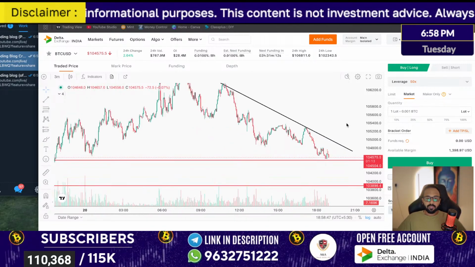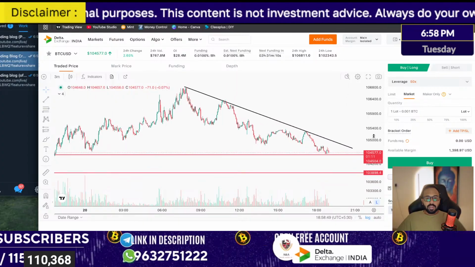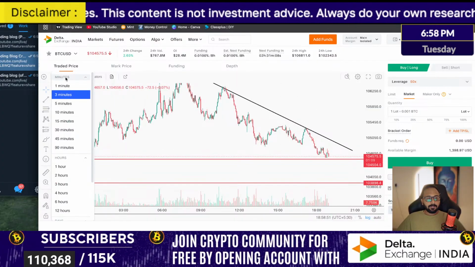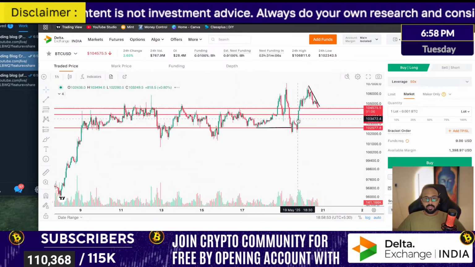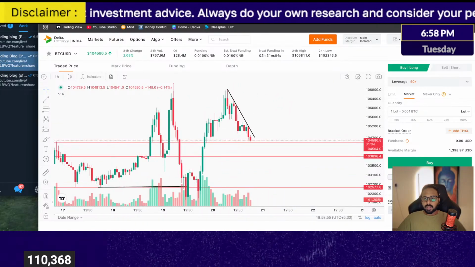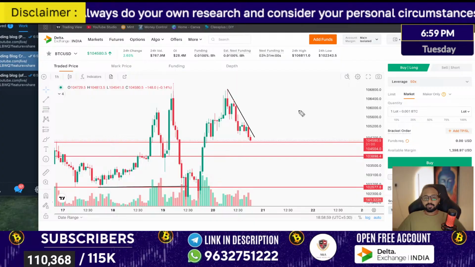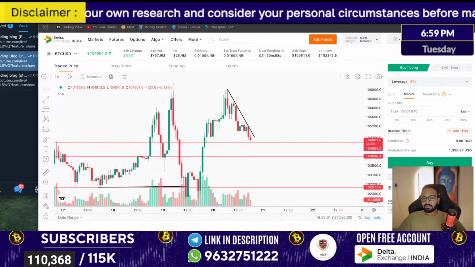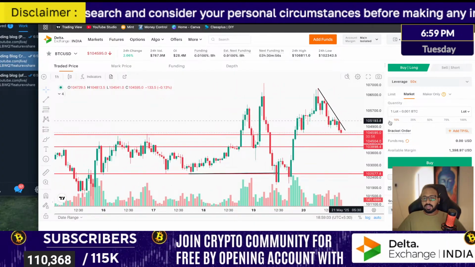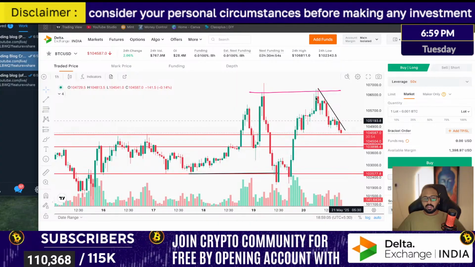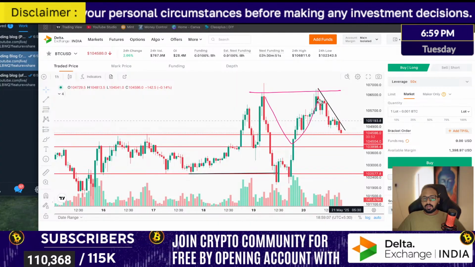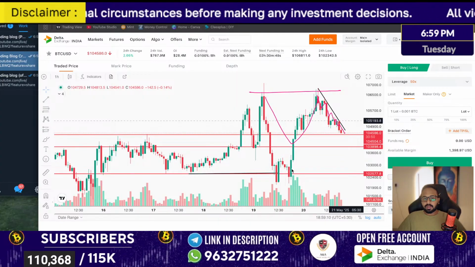Now I'm just looking at the market on, let's say, a 1 hour time frame chart. In the 1 hour time frame, what has happened is the market has created a double top here, right? The market has created a double top here, and then from the zone the market has been correcting.